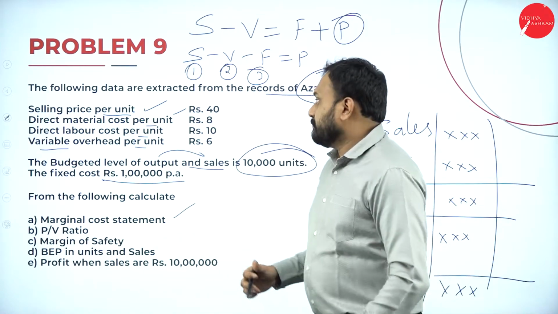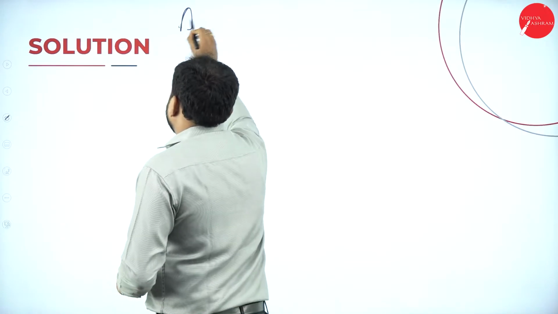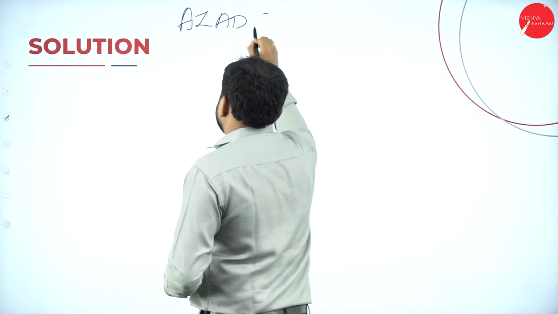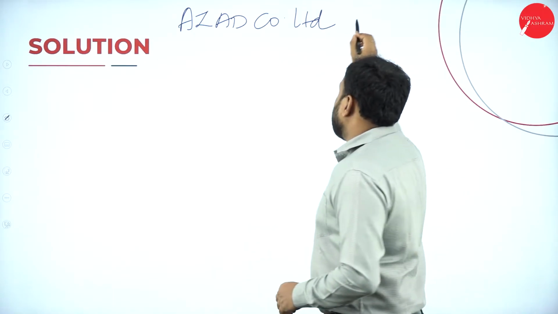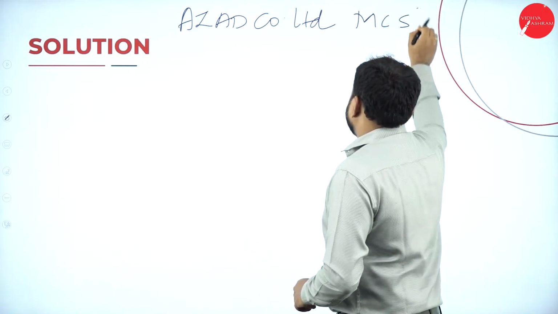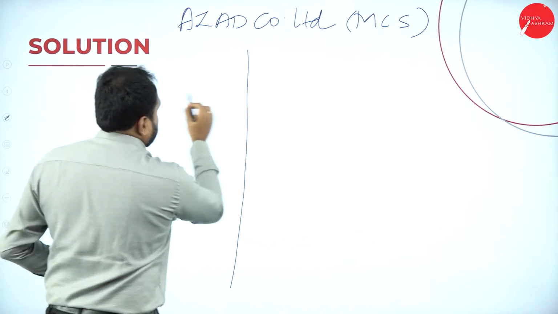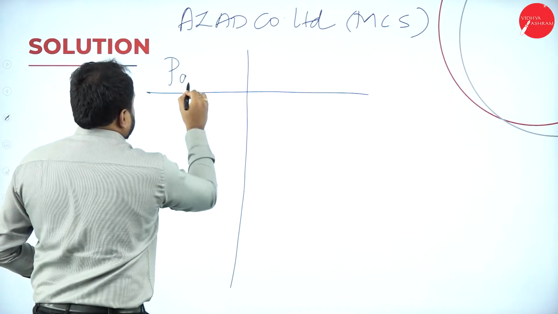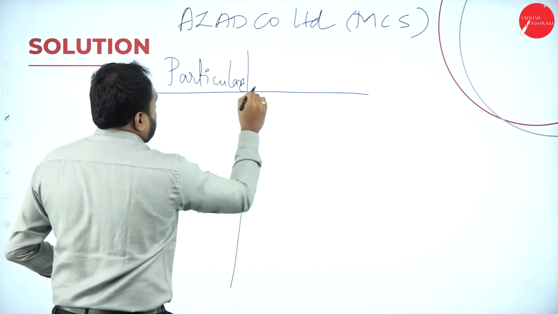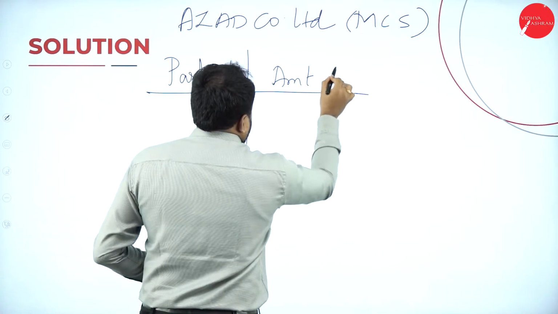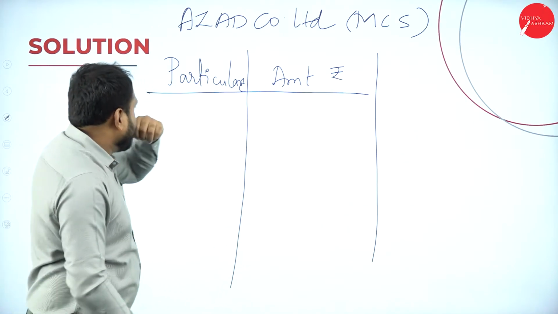So let's go with the marginal cost statement here. So solution here. First we'll write Azad Company Limited. Azad Company Limited marginal costing statement we'll write here. So first thing is I'll draw here particulars. Here it is amount. Denote that in rupees. Denote it with rupees.